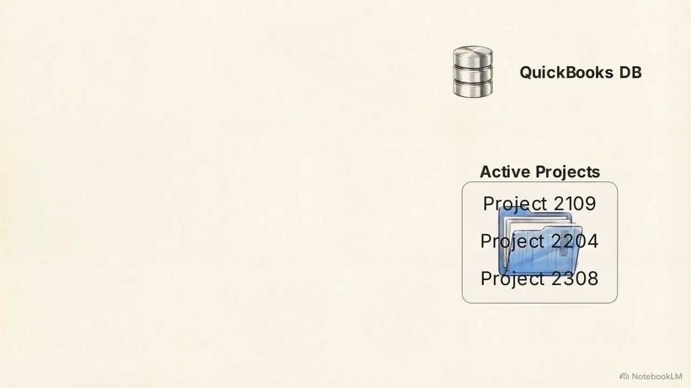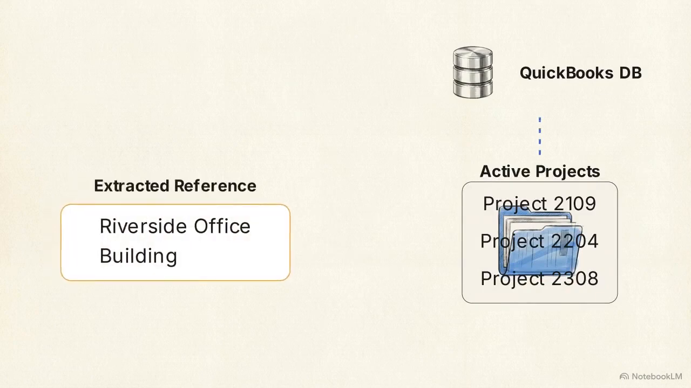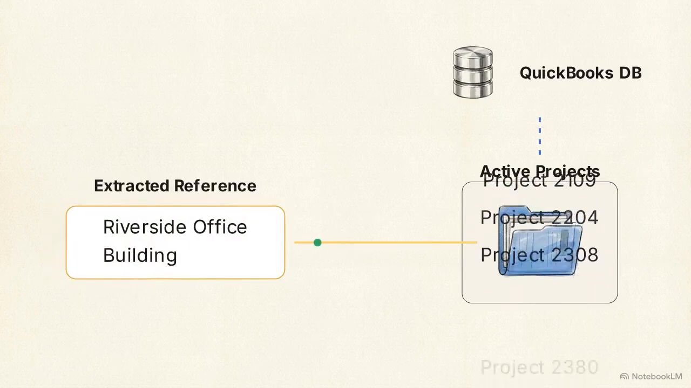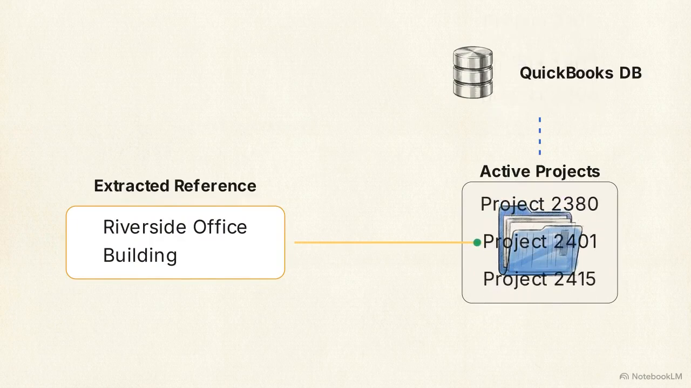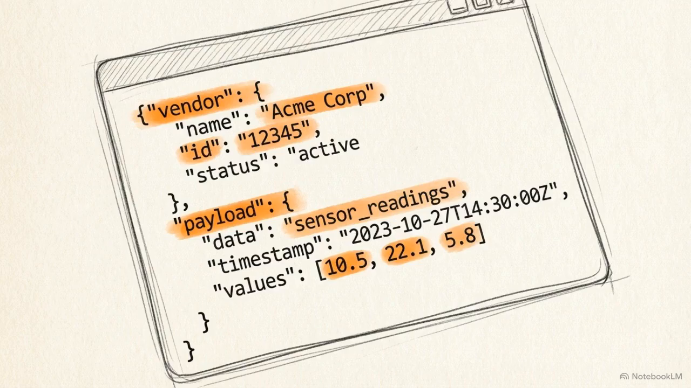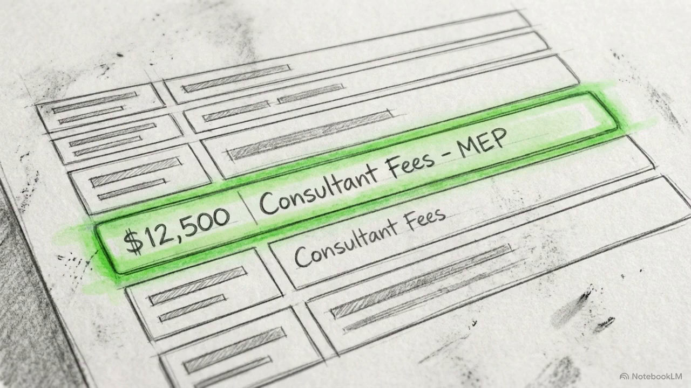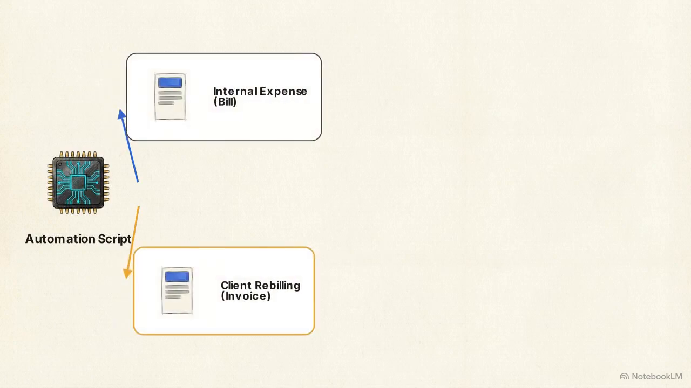The script takes that extracted project reference and cross-references it against the active QuickBooks project list we pulled earlier, finding the exact database ID for that specific job. Next, the script sends an API command to QuickBooks to create the initial bill. It maps the total amount specifically to the appropriate consultant fees expense account. The final automation step happens simultaneously.